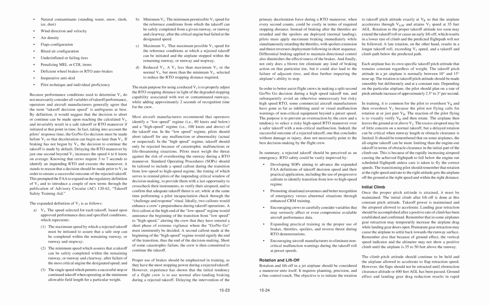Remember also that because of ground effect, the vertical speed indicator and the altimeter may not show a positive climb until the airplane is 35 to 50 feet above the runway. The climb pitch attitude should continue to be held and the airplane allowed to accelerate to flap retraction speed. However, the flaps should not be retracted until obstruction clearance altitude or 400 feet AGL has been passed.